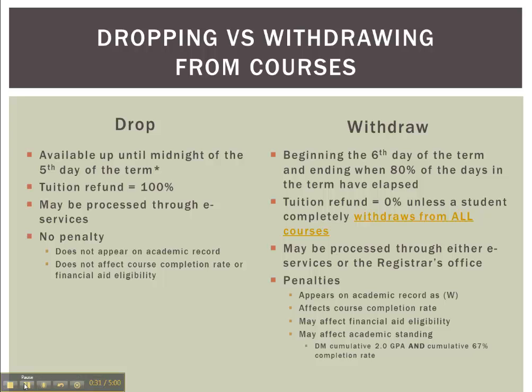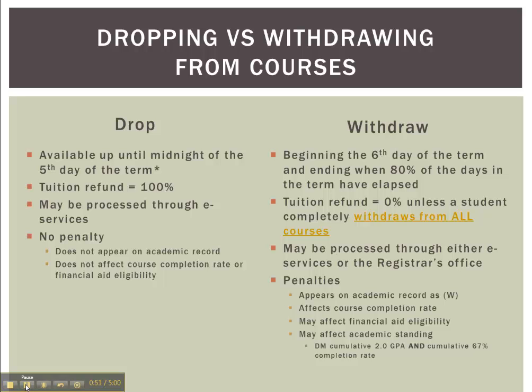Withdrawing from a course is different in several ways. A student may withdraw from a course once the drop period has ended and up until 80% of the semester has elapsed. When a student withdraws from a course, it will remain on his or her academic record as a W, and he or she will be responsible for 100% of the tuition for that course.